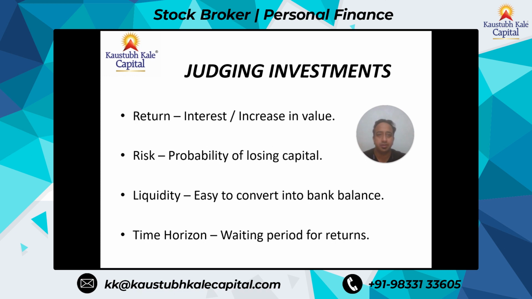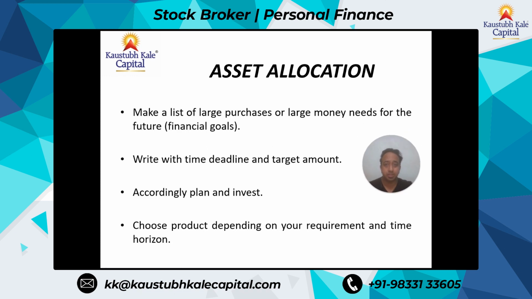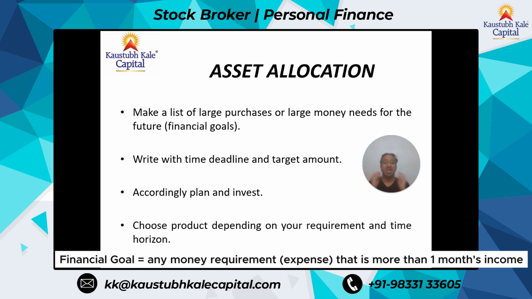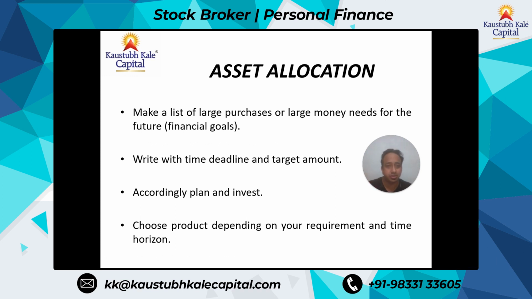Now let's move ahead. This is about asset allocation. So how do you choose a product? You decide your financial goal and your financial goal decides the product. So what is the financial goal? Any money requirement which cannot be satisfied from your monthly salary. For example, if I have to pay my mobile bill, it can be satisfied from my monthly income. If I have to do my daughter's wedding, it cannot be satisfied from my monthly income. So hence it is necessary to make a list of these large purchases, large financial goals, money needs.